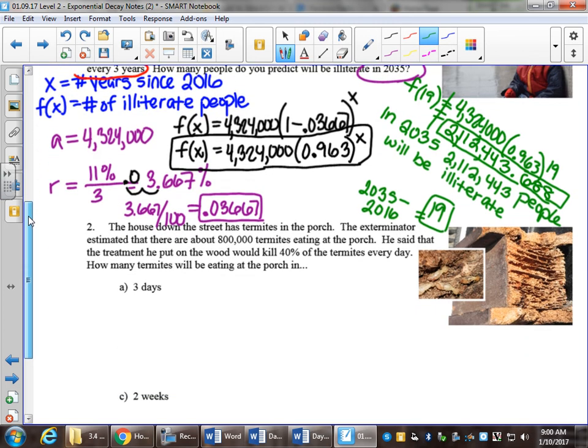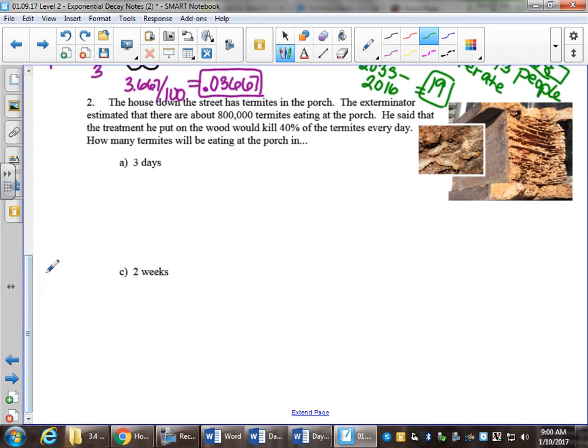Let's look at our last notes example, number 2. The house down the street has termites in the porch. If you don't know what termites look like, they're these really gross looking bugs. The exterminator estimated that there are about 800,000 termites eating at the porch. And this is what they do to wood. This used to be a solid block of wood, and notice it's been all eaten away.